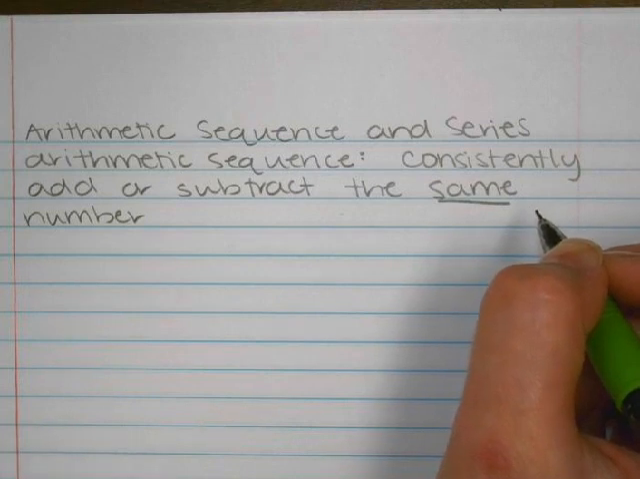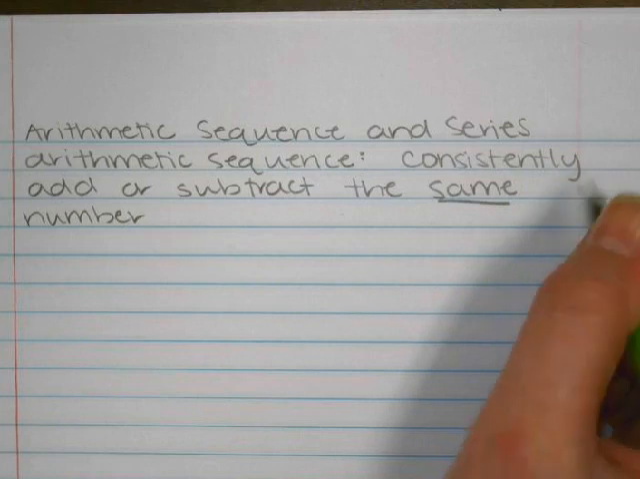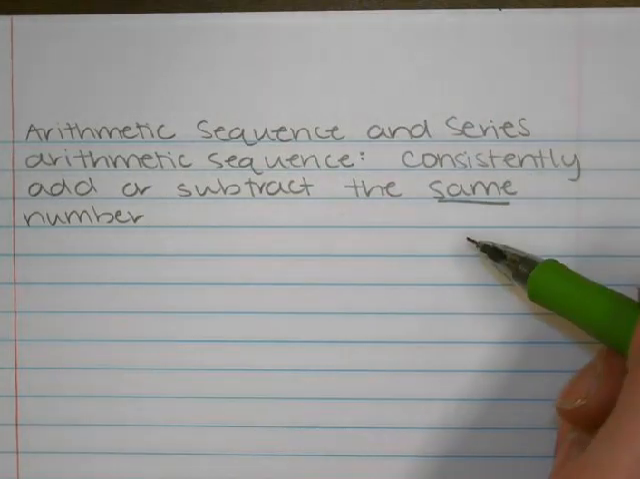So an arithmetic sequence would have to be a sequence where it maybe added 3, added 3, added 3, added 3. So that could be like 1, 4, 7, 10, 13. That would be an arithmetic sequence because it consistently added the same number each time.